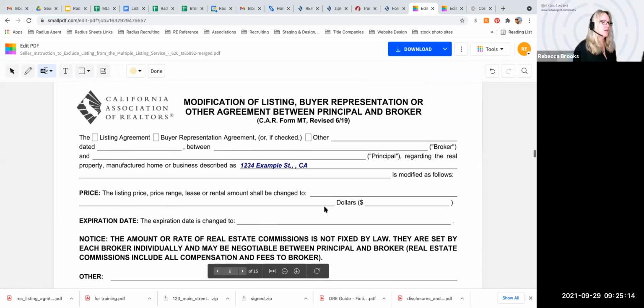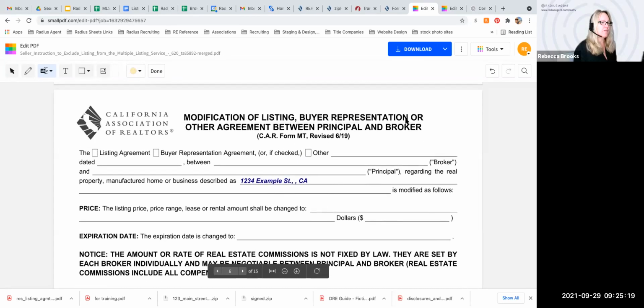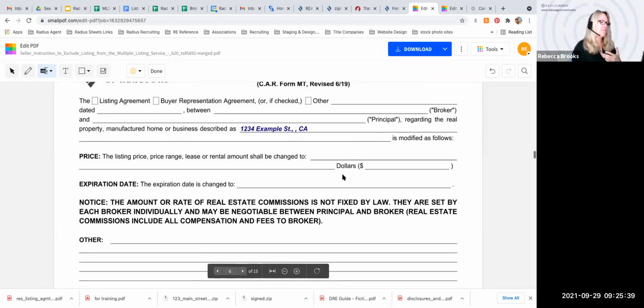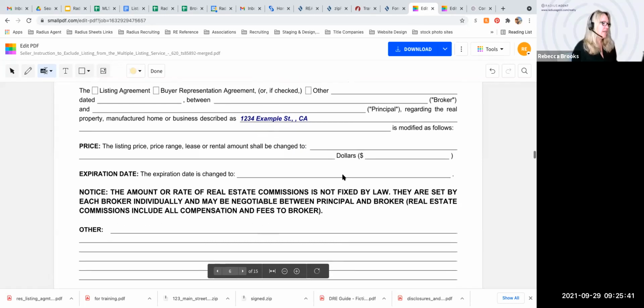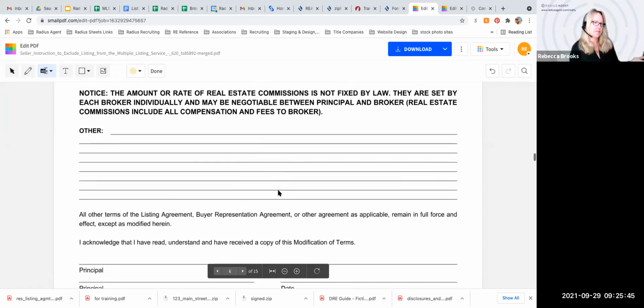Okay, and you can use this also for a buyer rep. If you have a buyer representation agreement signed with your buyer, or any other agreement between the principal and a broker. So this is a document that's between the broker and the client. It's not between the buyer and a seller, it's between the broker and the client. So that's the form that you would use to either change or modify the agreement between you and a client.